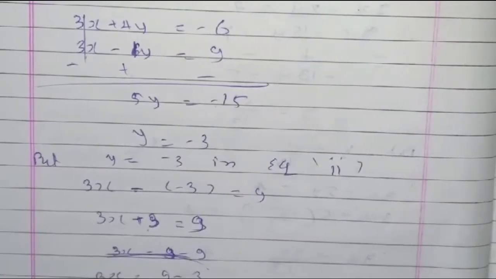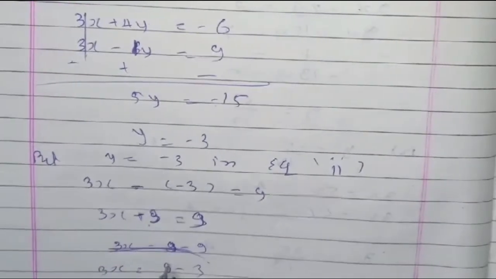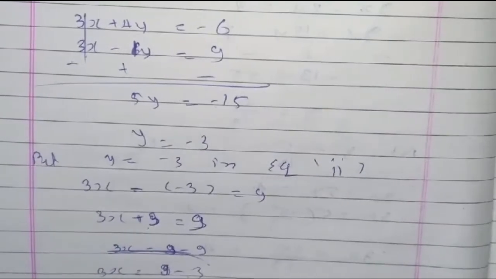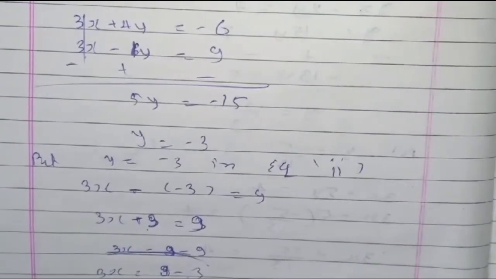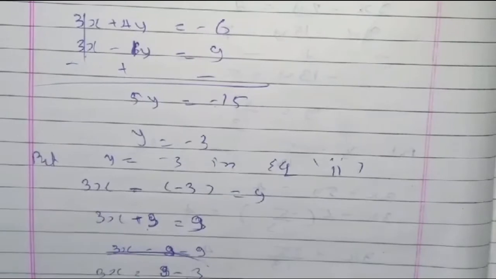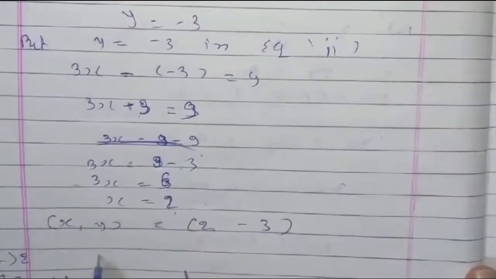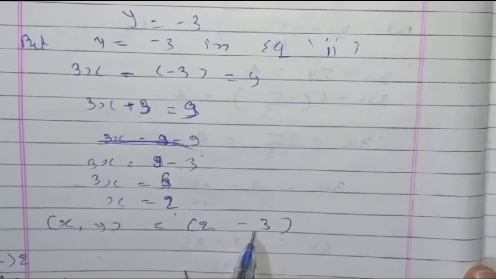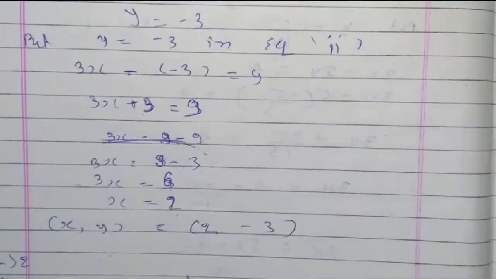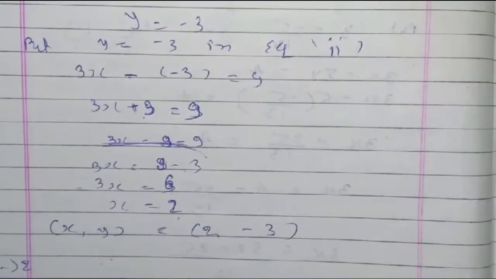Now 3 goes to the right hand side. So 3x is equal to 9 minus 3. 9 minus 3 is equal to 6. So 3x is equal to 6, x equals 2. So x comma y is equal to 2 comma minus 3. Now you have understood, all the students, how to do the elimination method.